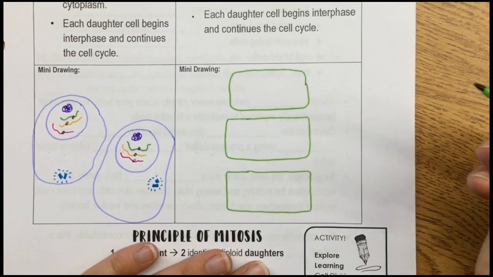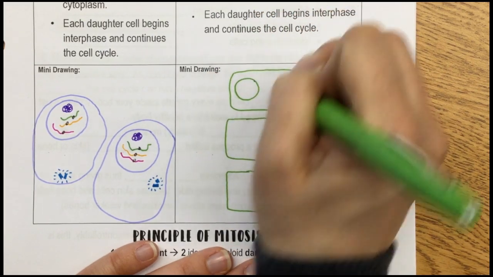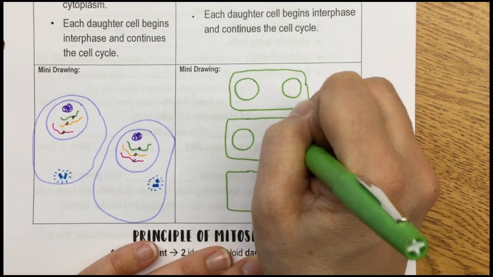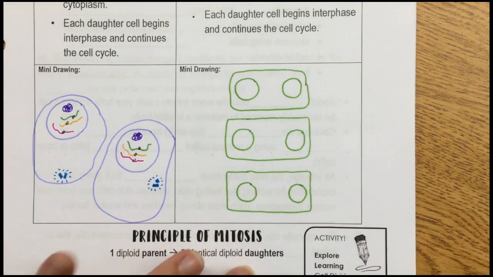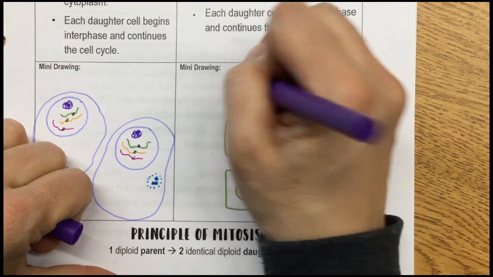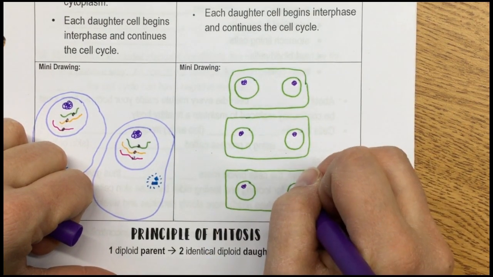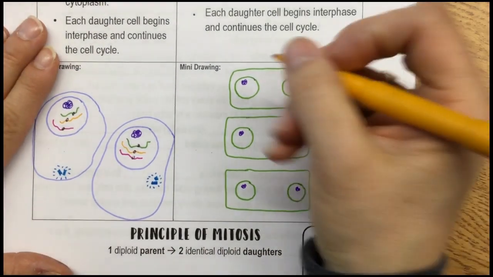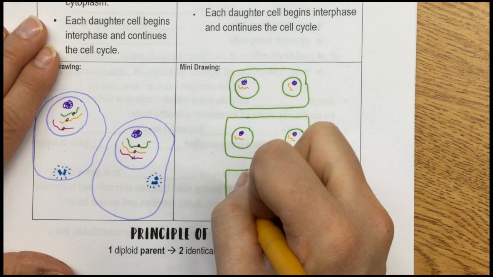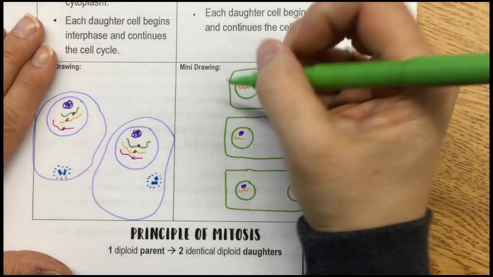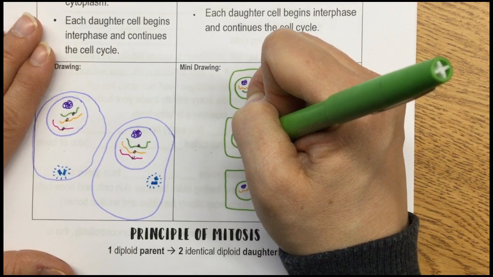Here we go. So we'd start off with a nuclear membrane on both sides. I'm just going to draw that in all three of these cells as I show you the progression. Okay, we'll have a little nucleolus in each one. Okay, then I'm going to have a chromatin in each one. And remember, they have to be identical. That's the whole thing. You can't have one cell looking different from the other cell.